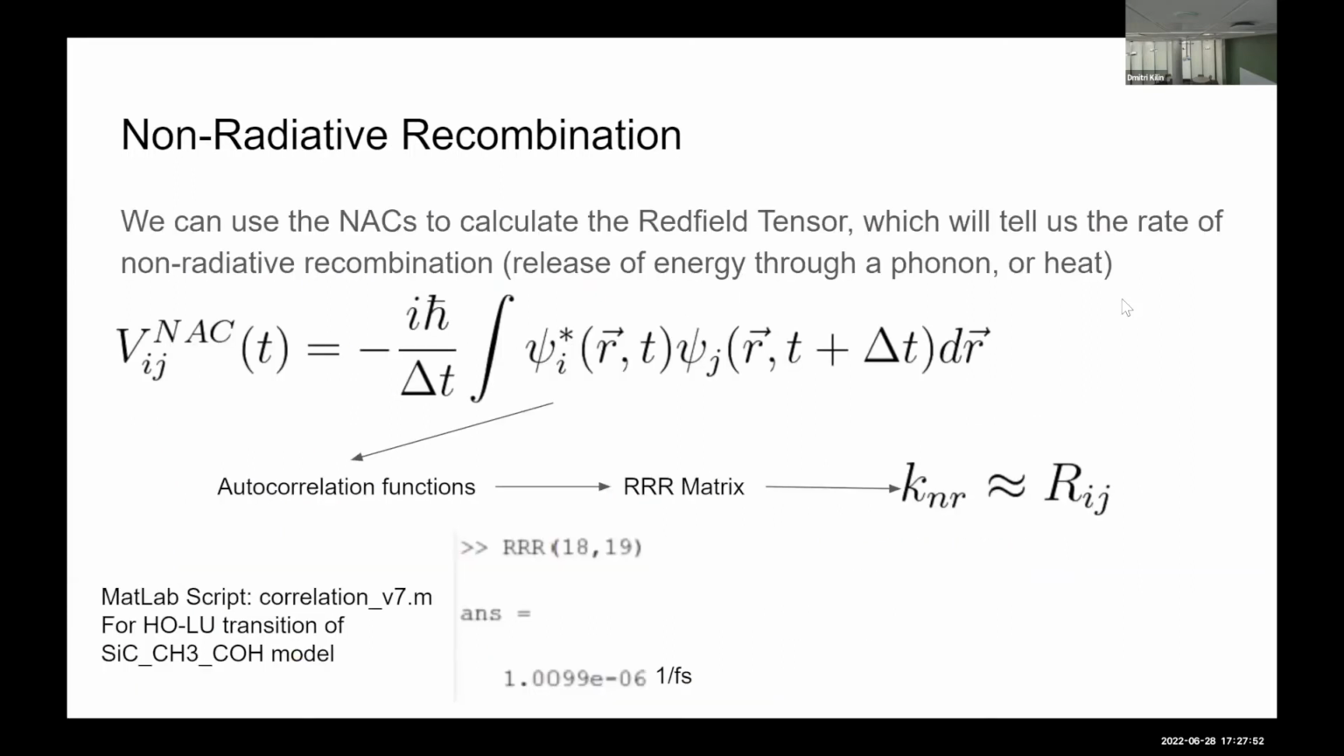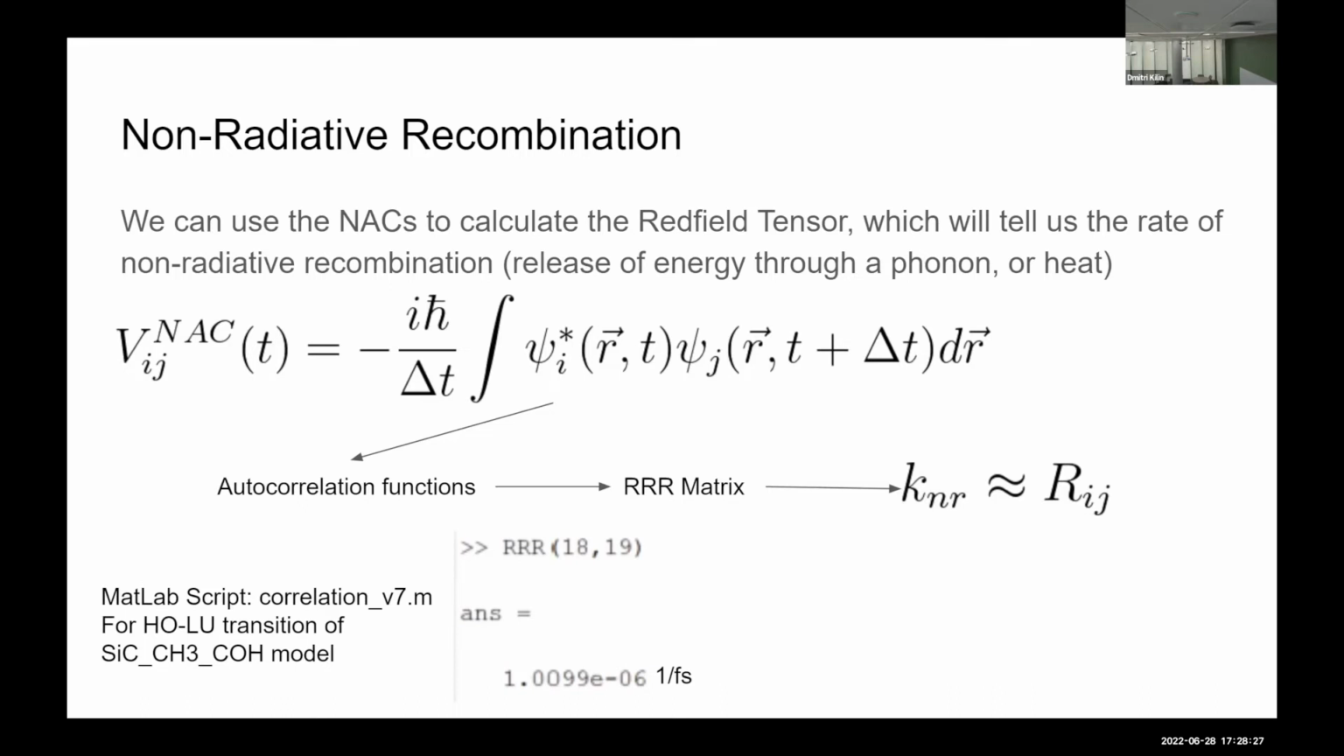The other pathway that charge can relax is non-radiative. The way it loses energy, instead of through a photon, is through a phonon, or just heat that gets released into the rest of the system. This is what we were calculating before when we calculated the Redfield tensor. It follows the exact same process, where we use the autocorrelation functions and get the triple R matrix, which is approximately equal to the non-radiative rate.